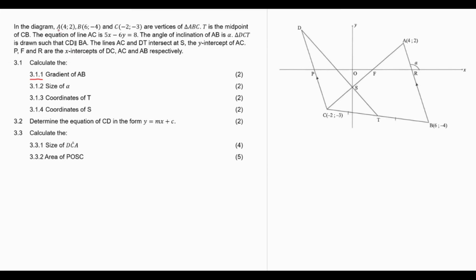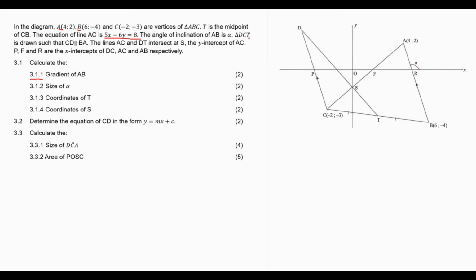In the diagram, points A, B, and C are vertices of triangle ABC. This is triangle ABC. The equation of line AC is 5x minus 6y equals 8. The angle of inclination of AB is alpha. This is the angle of inclination.